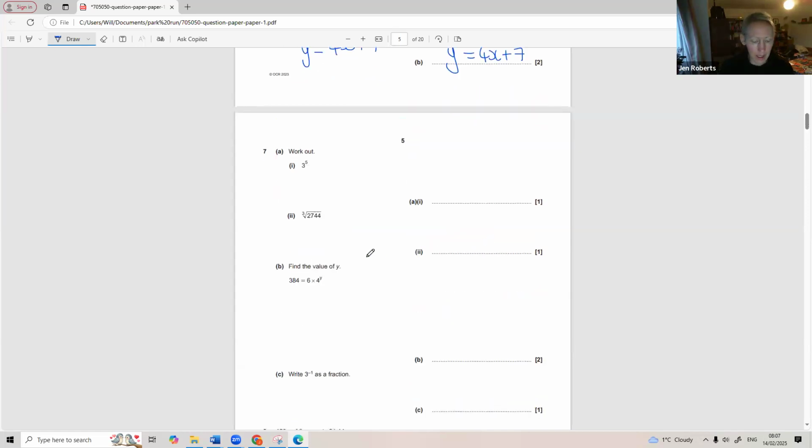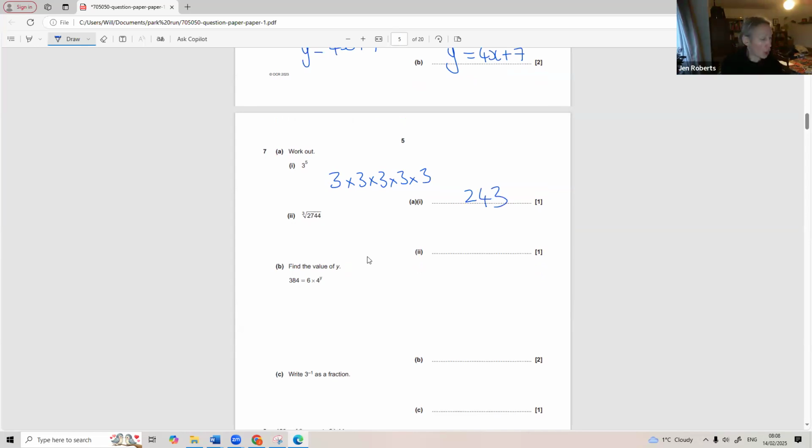Yeah, and we've got our calculators here, 3 to the power 5. If you know how to use the power button on your calculator, you can just type that straight in. But that means you're multiplying 3 by itself 5 times, which is 243.